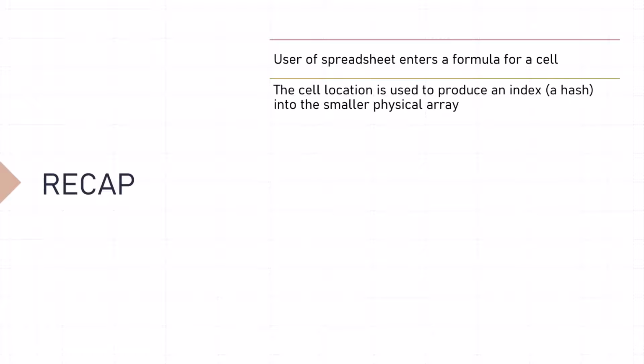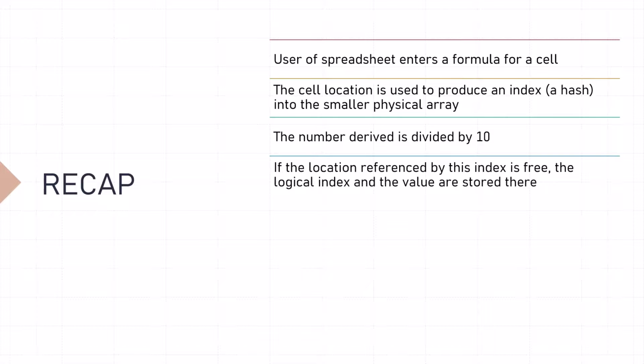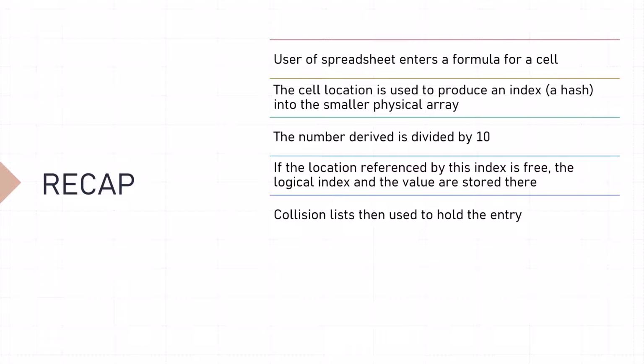Now to do a recap of the procedure, the user of the spreadsheet enters a formula for the cell. The cell location is used to produce an index or a hash into the smaller physical array, right? This index is then divided by 10, and we check the location in the physical array to see if it is free. If it is, then we store the logical index and its value there. If not, we create a collision list to accommodate that entry.